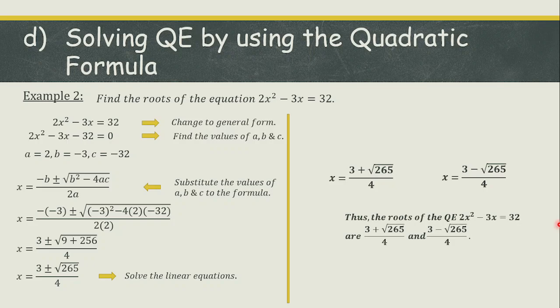So it means class, yung square root of 265 divided by 4 is not a perfect square. Dahil hindi siya perfect square, based sa rule ng book, pwede siyang maging accepted as a final answer. Okay? So, yung x equals 3 plus square root of 265 divided by 4 and x equals 3 minus square root of 265 divided by 4 are the solutions of the quadratic equation 2x squared minus 3x is equal to 32.